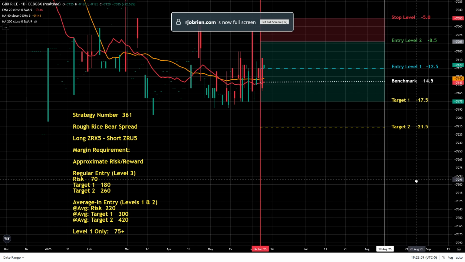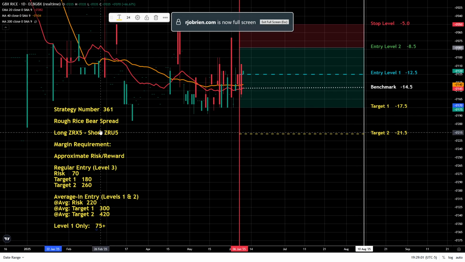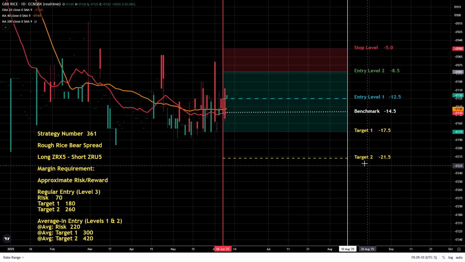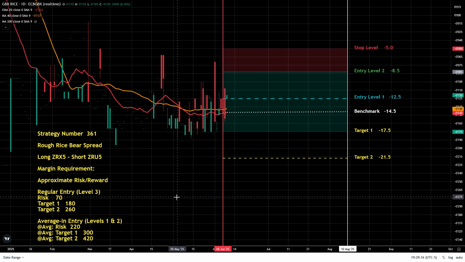Okay, here's one of those illiquid ones. This is strategy number 361, bear spread in rough rice. Margin requirement on the PDF. And we have 2 entry levels, negative 12.5, negative 8.5, stop at negative 5. Targets are down below here.